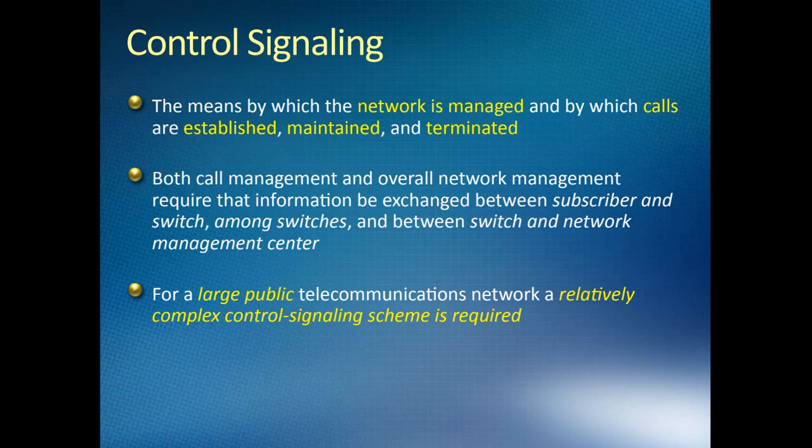How is the signal controlled in circuit switching? Control signaling is the means by which the network is managed and by which calls are established, maintained, and terminated. This is the definition. Both call management and overall network management require that information be exchanged between subscriber and switch, between switches, and between switch and network management center. If I have a big company with thousands of subscribers, I should also have an advanced control signaling.